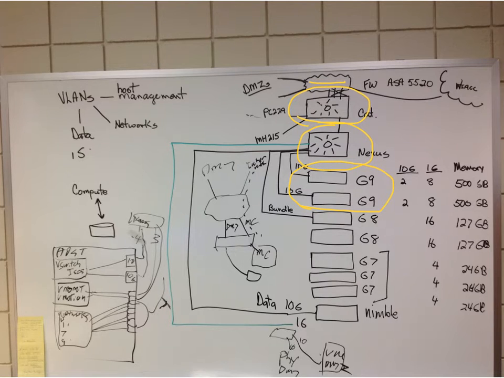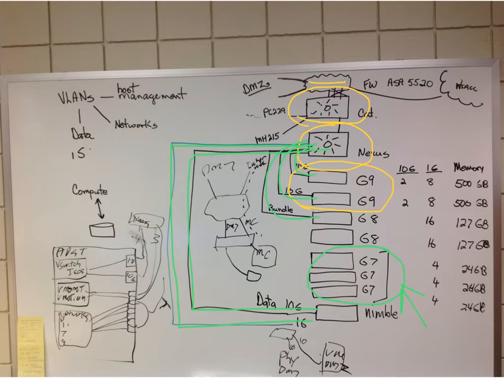So what we want to do is we want to set up VLANs in order to connect from the Nimble all the way up to the Nexus on separate VLANs for data. And then the G9s, they'll be connected. Bundle those up. And then these, which currently our network functions off of, they'll become set up for student use.